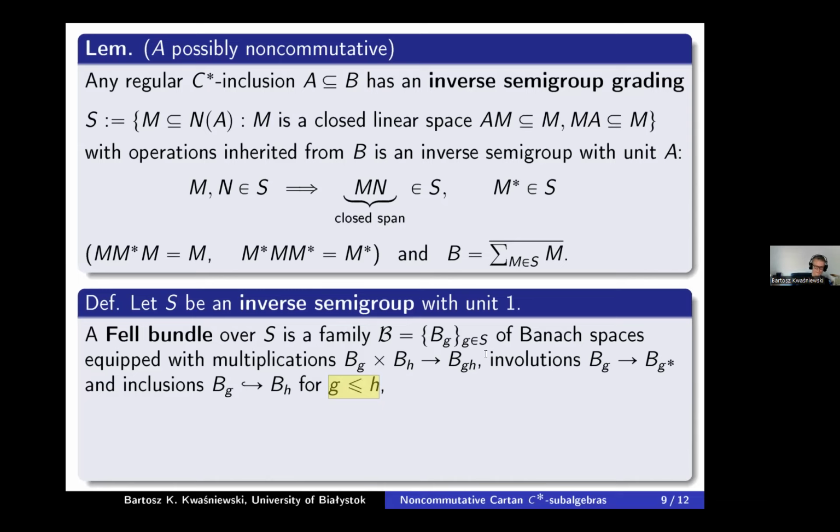Yes. So this must satisfy this natural axiom. So if I form this sum such that I identify this element from BG with BH whenever this happens, then I can complete it in a C-star norm.